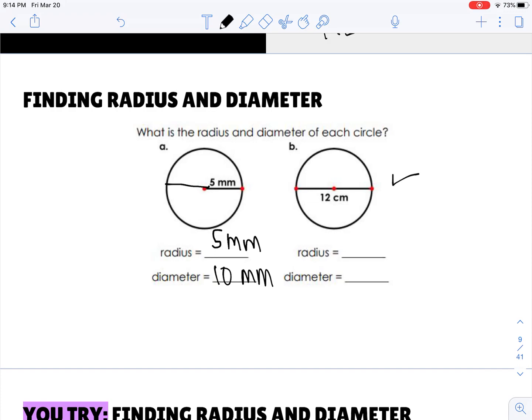This line segment here goes from one side of the circle to the other side of the circle. Both endpoints are on the circle. That was not the case in the previous image. Therefore, that is a diameter. So this diameter has a length of 12 centimeters. Notice how I use units every single time. The radius would have to be half of that. So this would be 6 centimeters.